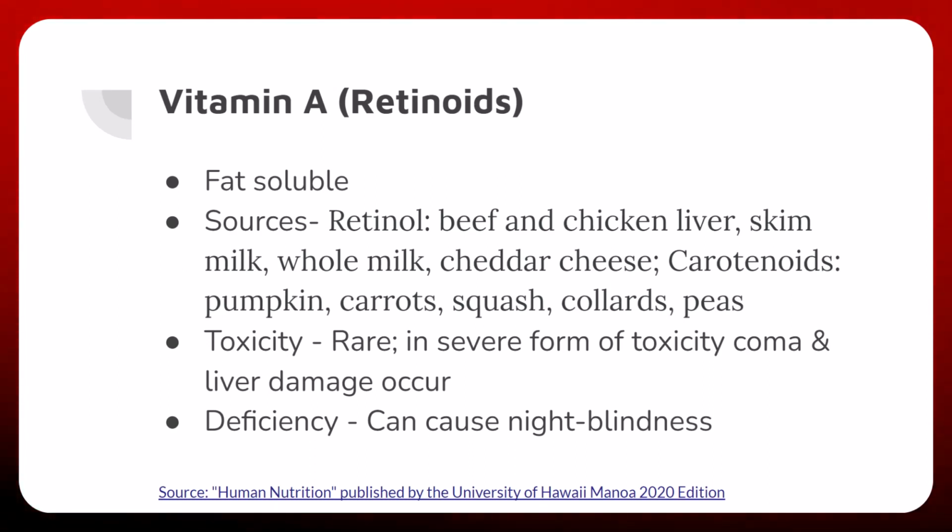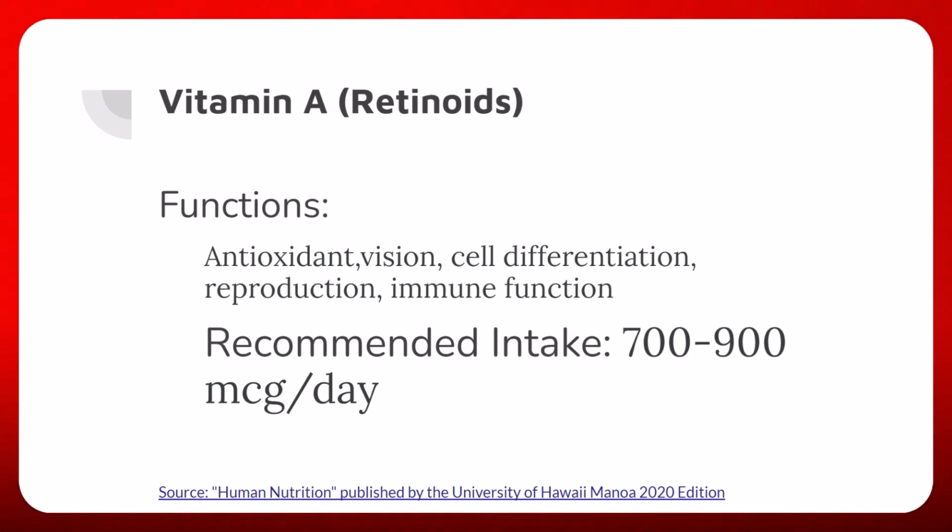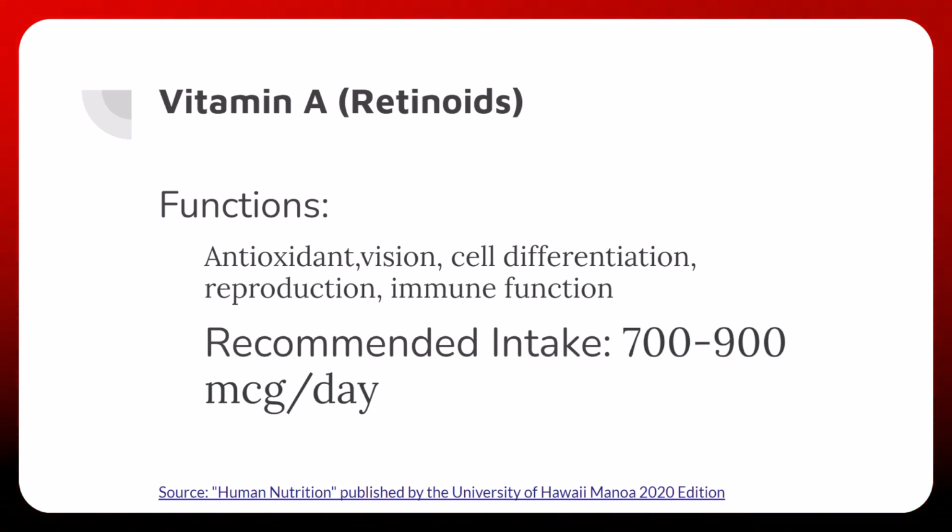Deficiencies can cause night blindness. That's one reason people say that carrots are good for your eyes, because of vitamin A. I mean, it's definitely an overgeneralization, but if you did have a deficiency in vitamin A, you could develop night blindness. Functions include as an antioxidant, it is involved in vision and cell differentiation, reproduction, and immune function. The recommended intake is 700 to 900 micrograms per day.